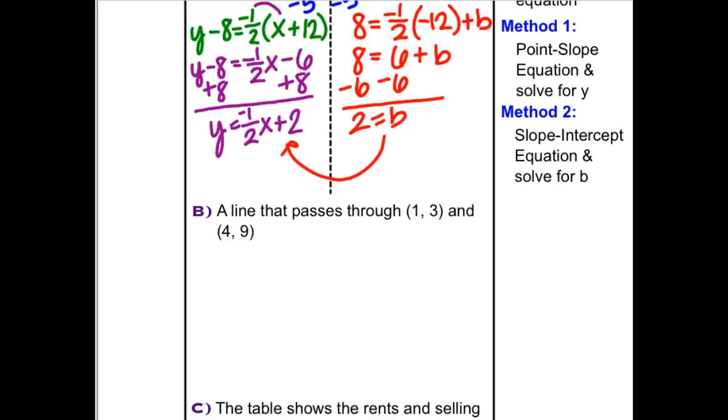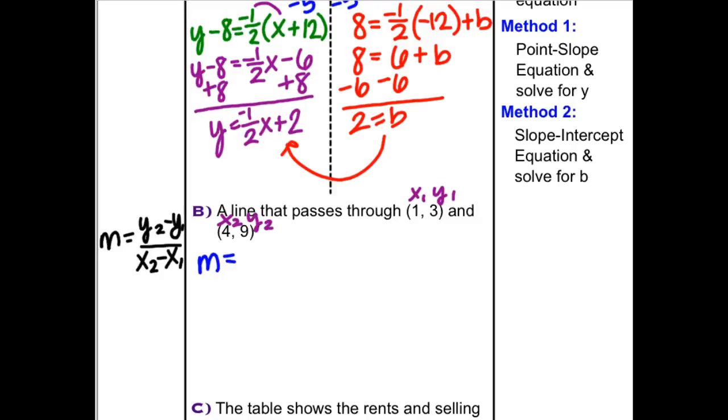But what we really need to do is find our slope, which, if you remember, our formula yesterday was y2 minus y1 over x2 minus x1. So when we do that, we first find that m. Think in terms of x1, y1 for the 1, 3, and x2, y2 for the 4, 9.